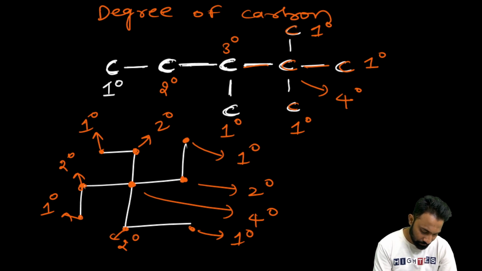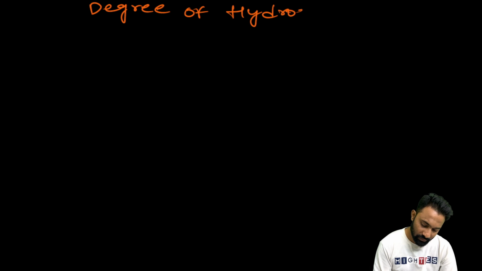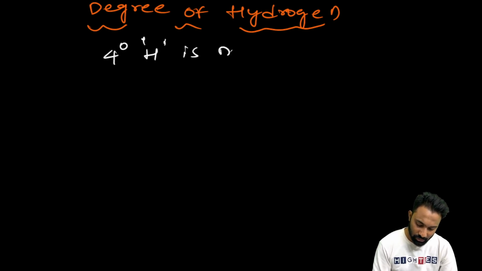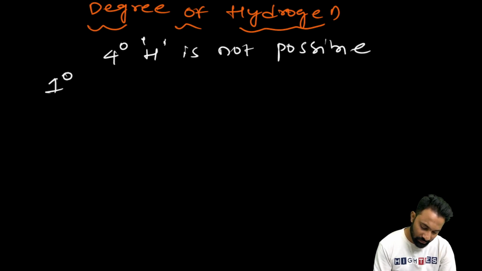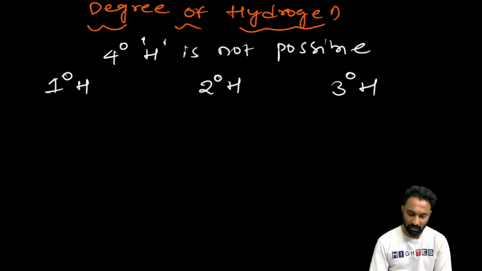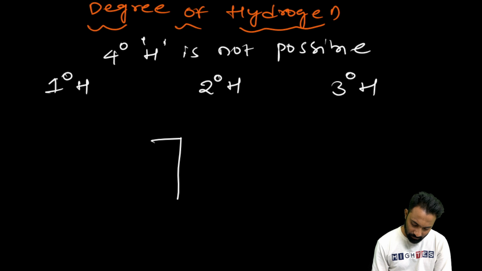Next we are going to see the degree of hydrogen. For the degree of hydrogen, you have to be very careful. 4 degree hydrogen is not possible. Only 1 degree hydrogen, 2 degree hydrogen and 3 degree hydrogen are possible. 4 degree hydrogen is not at all possible. Why? Because, take the best example from before, the swastik.